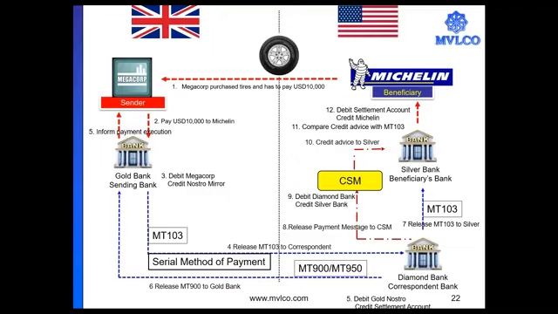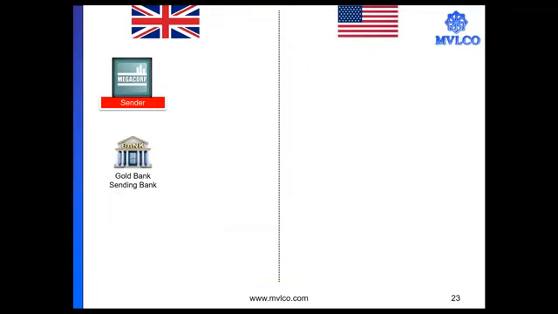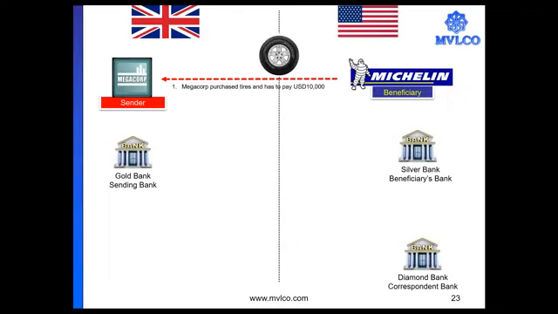Now let's move forward and understand the cover method of payment. Now in cover method of payment, I'm using the same example. So we are back to square one. I'm on the cover. The first step I have already clarified to you. Now this is the step up to which we are having both the things in common. Michelin has to be paid $10,000 by Megacorp. Megacorp tells its bank, Gold Bank, make this payment. When Gold Bank receives this instruction, they are going to debit Megacorp, credit Nostro Mirror. Now at this juncture, the difference is going to start.